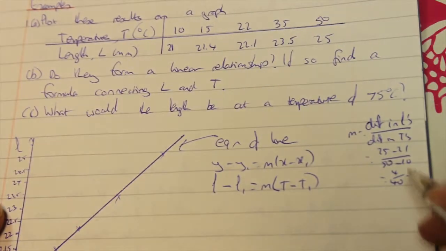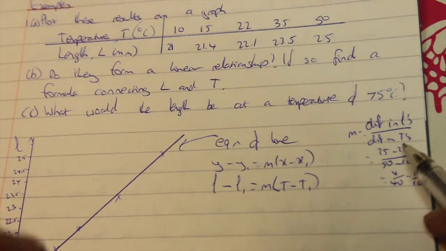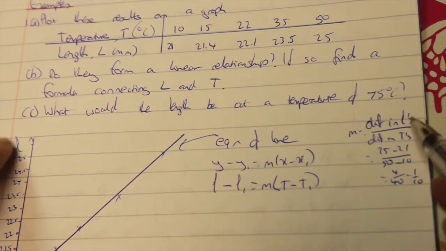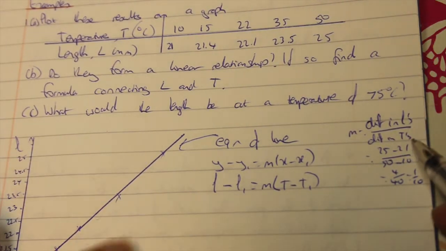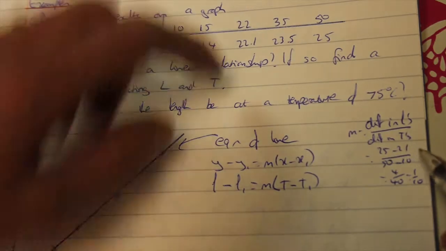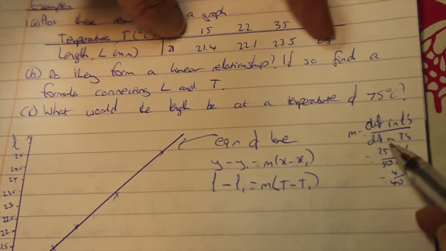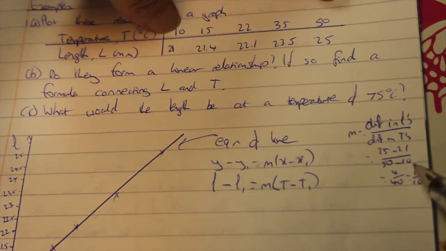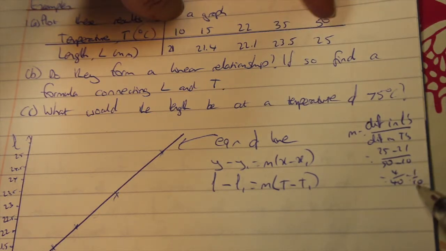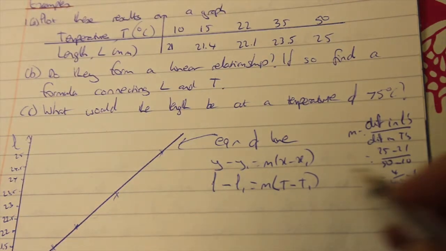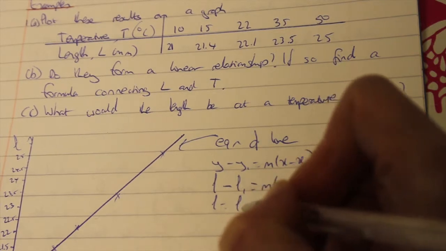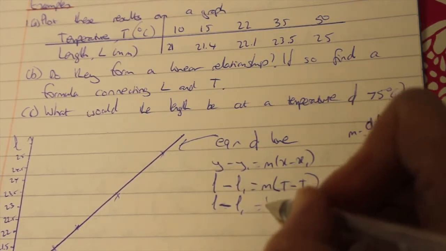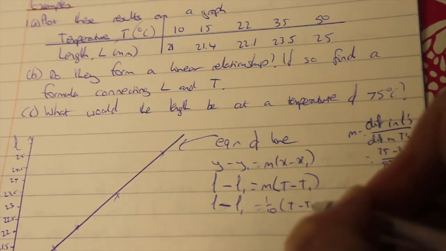Sorry, so it's difference in L's over difference in T's. So instead of y's, you've got L's. Instead of x's, you've got T's. So the difference in the L's, I just picked these 2 points, 25 minus 21, over the difference in the T's, 50 minus 10, giving you a gradient of a tenth. So plugging that in, L minus L1 equals a tenth (T minus T1).